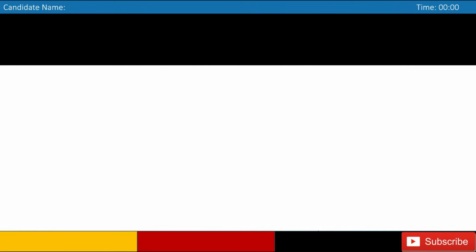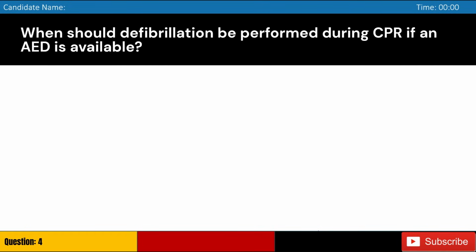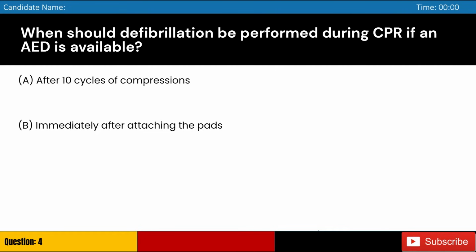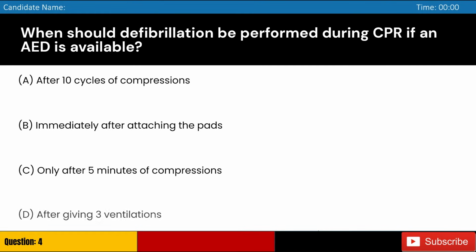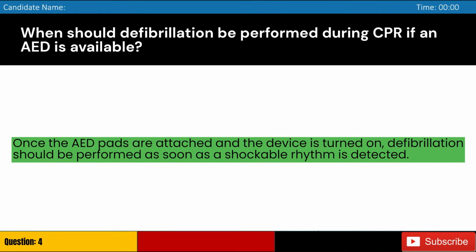When should defibrillation be performed during CPR if an AED is available? A. After 10 cycles of compressions. B. Immediately after attaching the pads. C. Only after 5 minutes of compressions. D. After giving 3 ventilations. Answer: B. Once the AED pads are attached and the device is turned on, defibrillation should be performed as soon as a shockable rhythm is detected.